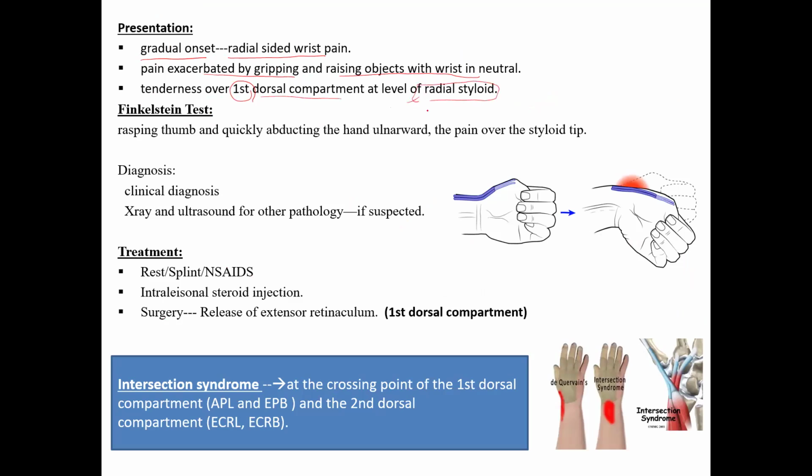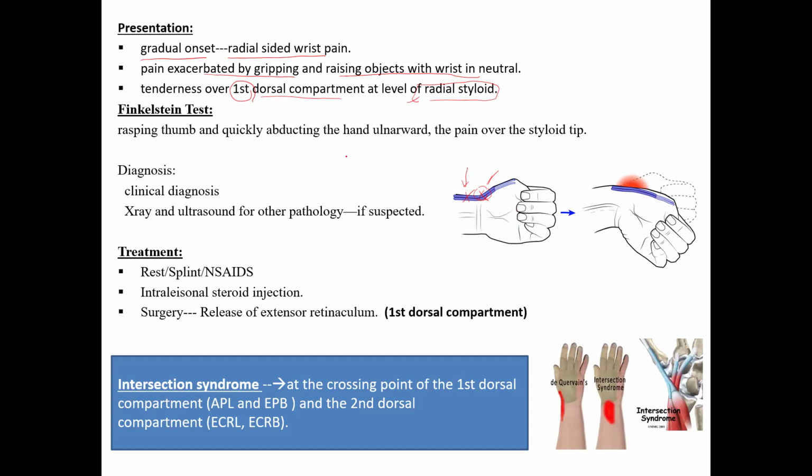It is important to remember this. If you look here, the radial styloid will come here, and the anatomical snuffbox comes here. So the pain here is at the radial styloid, not at the anatomical snuffbox. If there is pain in the anatomical snuffbox, it is some scaphoid pathology, not de Quervain. Remember this. Sometimes in PG exams they will ask whether it is at the level of the radial styloid or at the level of the anatomical snuffbox.